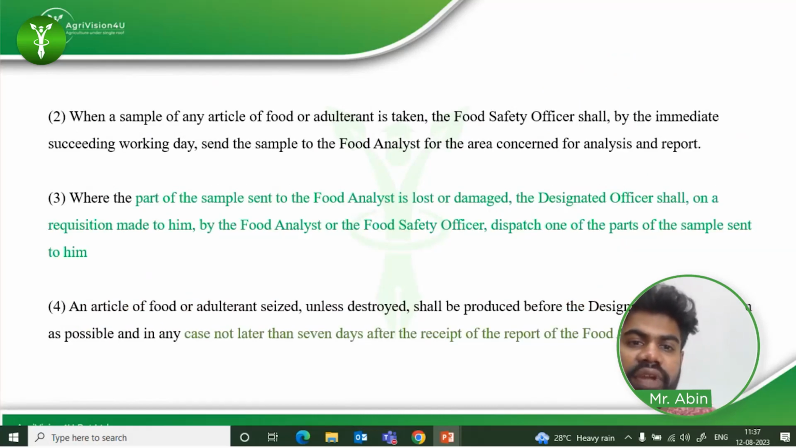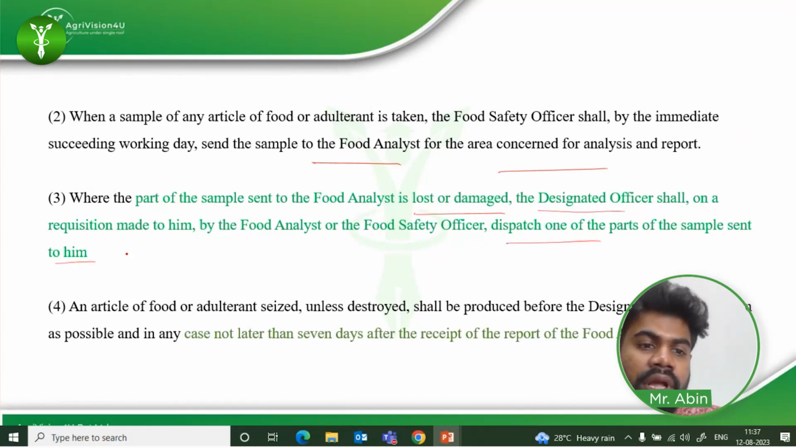So, if a sample of any article of food or adulterant is taken, the FSO shall immediately, on the next working day, send the sample to the food analyst for the area concerned for analysis and report. Where a part of the sample sent to the food analyst is lost or damaged, the designated officer shall, on a requisition made by him, by the food analyst or the food safety officer, dispatch one of the parts of the sample sent to him. If the food analyst loses or gets a damaged sample, then the DO will give the one sample which is with him.